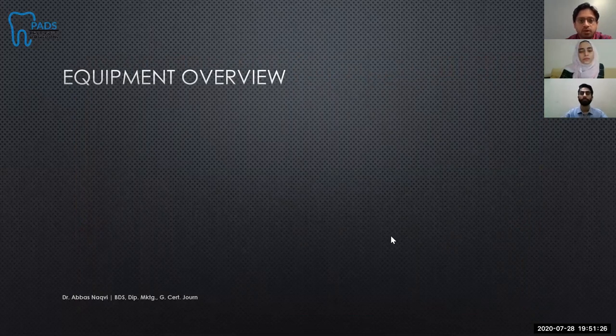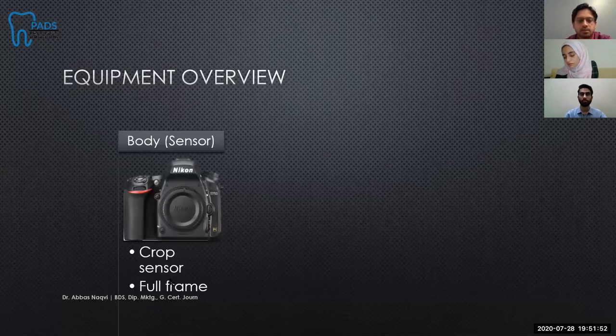So, an overview of the equipment. We have a body, which is a DSLR. It can be a crop sensor or a full frame. Write this down: whenever you're buying a DSLR, make sure you know what you are buying. If you're buying a crop sensor, this is the lens you want to buy, 70 mm. If you're buying a full frame, this is the lens you want to buy, 105. Don't buy a 105 on a crop sensor, or a 70 mm on a full frame.